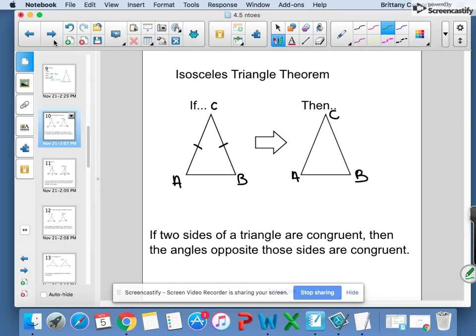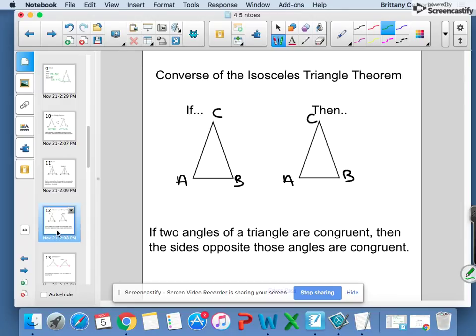So we have a new theorem that is called the isosceles triangle theorem. That says that if two sides of a triangle are congruent, then the angles opposite those sides are congruent. So if we have AC is congruent to BC, then we can say that angle A is congruent to angle B. That is just saying if your sides are congruent, then it's an isosceles triangle, and then your base angles are going to be congruent.